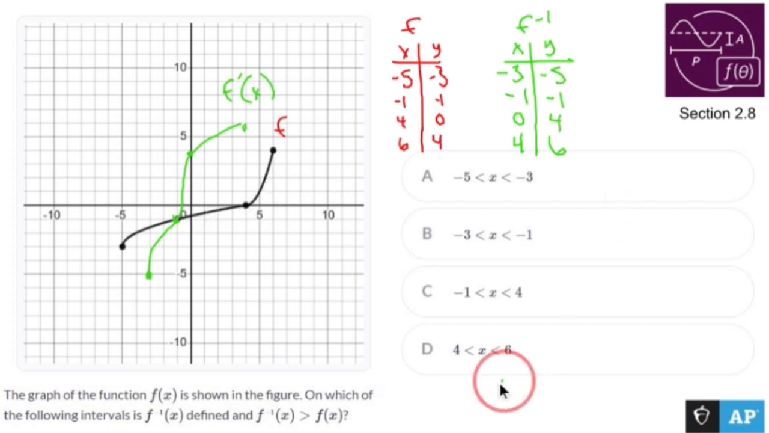So between -1 and including -1, I guess, maybe not including -1, so I'll keep that as a parenthesis. In between -1 and regular 4 is going to be C.